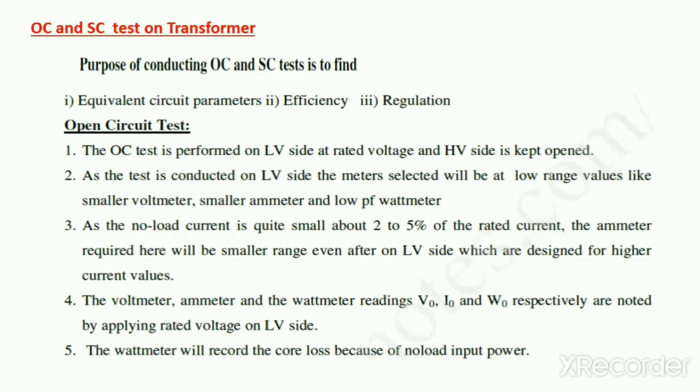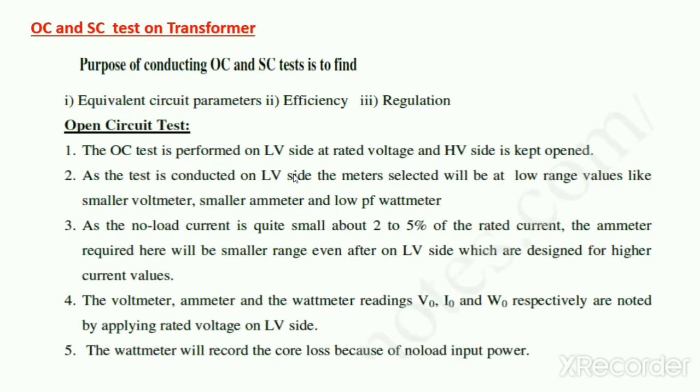Why? Because it is named the open circuit test. The HV side is open circuited. Therefore, the OC test is conducted on the LV side only and the HV side is open circuited. That means all the instruments are connected on the LV side.